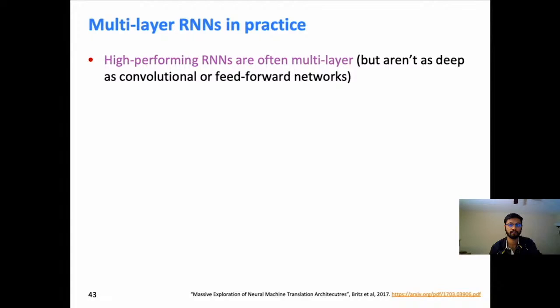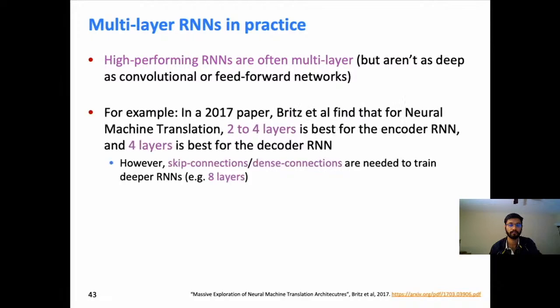For example, in this paper from Google, they're doing a large hyperparameter search for neural machine translation to find which kinds of hyperparameters work well for NMT. In this paper, they found that 2 to 4 layers was best for the encoder RNN, and 4 layers was best for the decoder RNN. You'll find out more about what encoder and decoder mean next time. But those are fairly small numbers, although they did find that if you add these skip connections or dense connections, then it makes it much easier to learn even deeper RNNs more effectively, like maybe up to 8 layers. But these certainly aren't hundreds of layers deep.